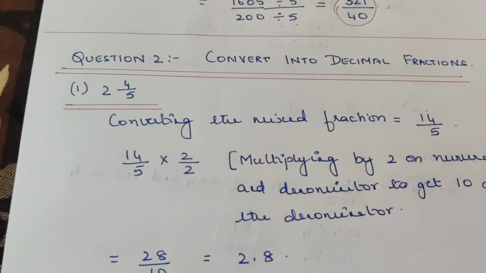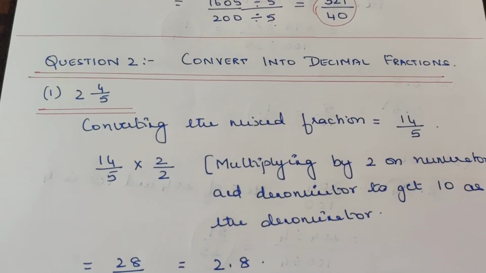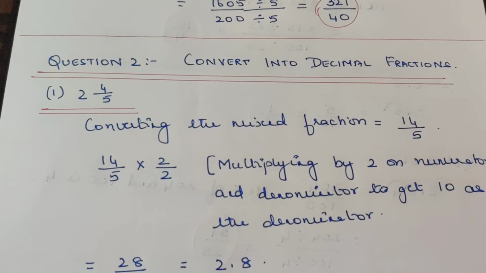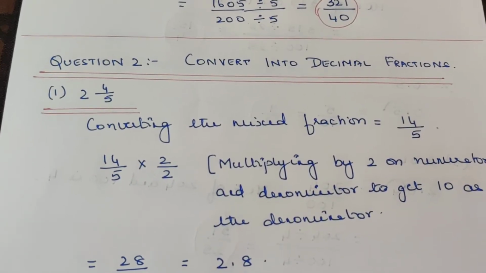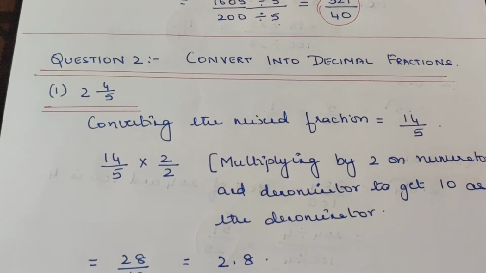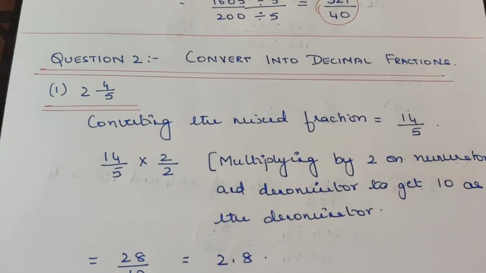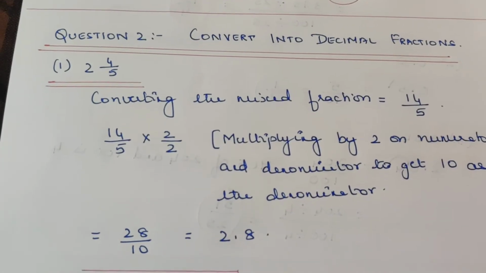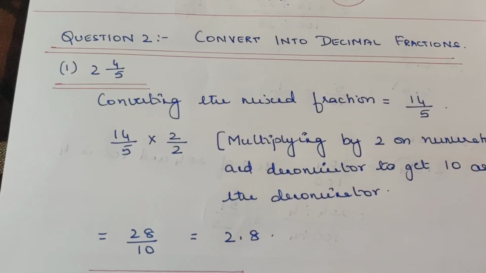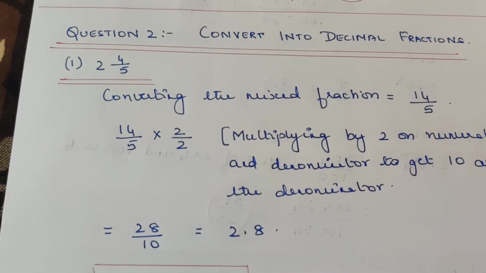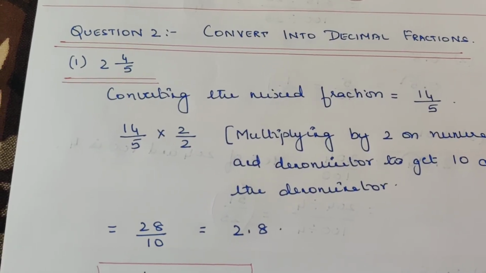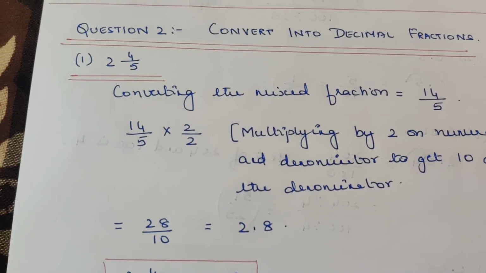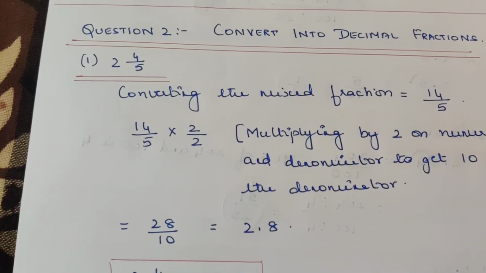Okay, let's move on to question number 2. Convert into decimal fractions. 2 4 by 5. Converting the mixed fraction, you get 14 by 5. Multiply by 2 on the numerator and the denominator to get 10 as the denominator. So you get 28 by 10. It is easy to shift the decimal point because we just have 1 zero in the denominator. You shift the point by 1 place, and that becomes 2.8.